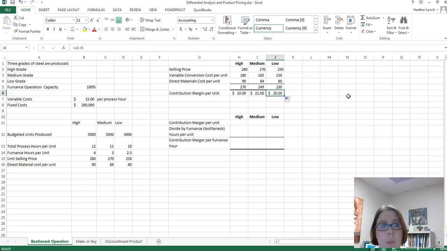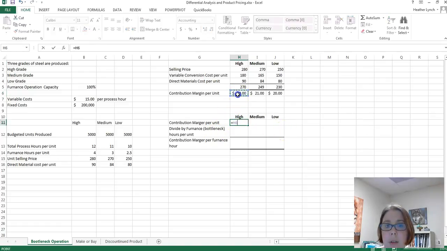So we would think by just looking at this that we should advertise more for our medium, then go to our low, and then go to our high. But what we also want to look at is what is the difference when the part that's a bottleneck is our furnace, because our furnace operations are at 100% capacity. So let's bring down those contribution margins per unit that we figured out here.